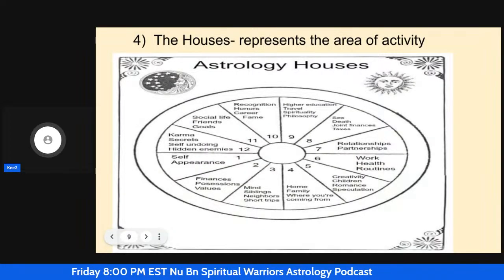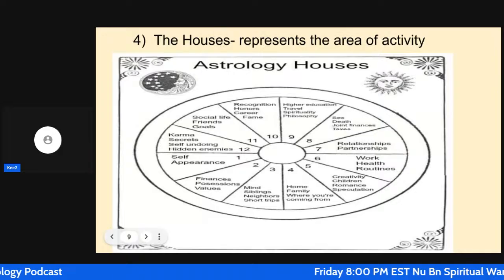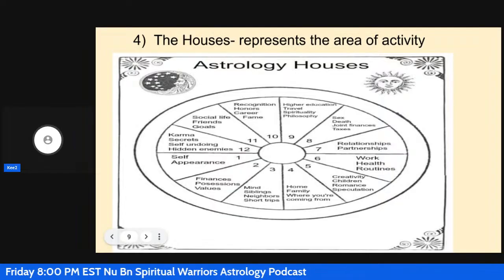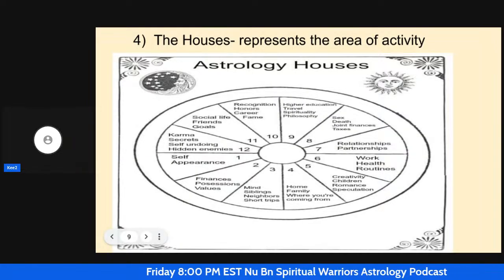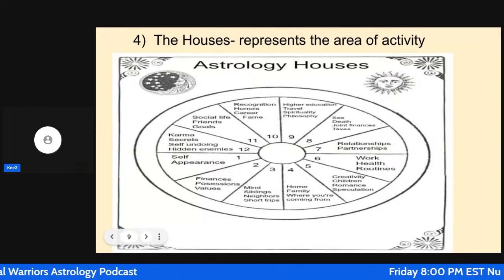Next, we want to take a look at the houses themselves, because they represent the area of activity or the domain of life in which the energy will play itself out. So if we look at the first house, it deals with self-identity, self-image, appearance, personality, things that have to do with yourself. The second house relates to finances, possessions, values, and so on and so on.